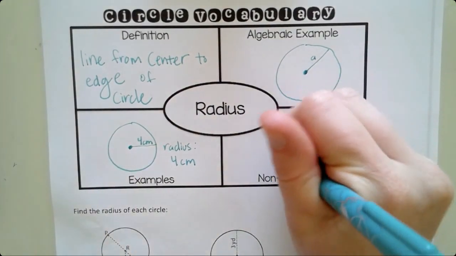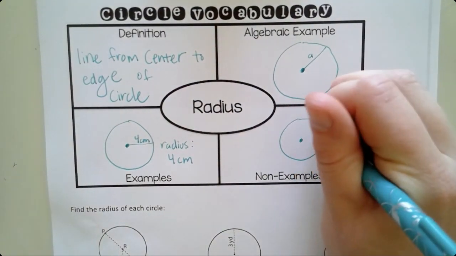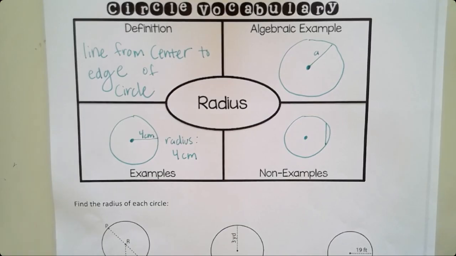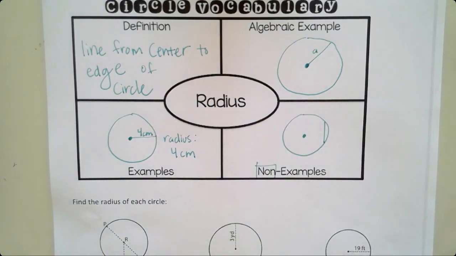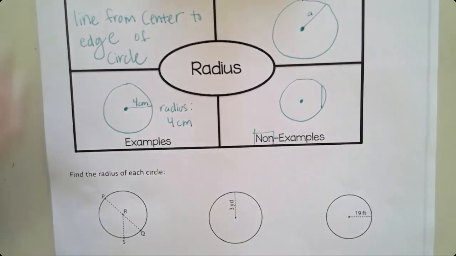So a line from the center point to the edge. Now a non-example is we could have, here's the center, we could have a line that kind of misses everything. It goes from the edge to the edge and not even all the way through. That is not a radius. That's why that is a non-example. All right. So radius from the center to the edge.